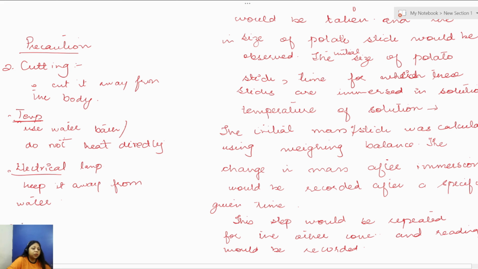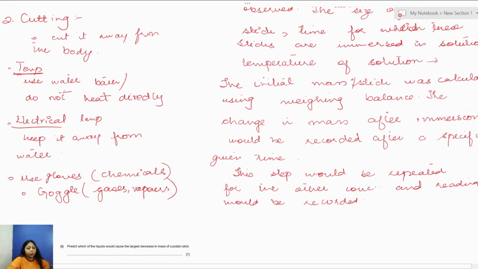Or if you are using chemicals, use gloves. If a certain gas is produced, then use goggles. Goggles in case of gases or vapors. This is part of chemistry most of the time. So we use goggles at that time, or gloves for chemicals. Okay. These are the certain precautions that we follow. So here we can write, for cutting, cut the potato sticks away from the body. One more thing: there was one more for the starch test, the food test. Always use, for the starch one, a white tile. Exactly.